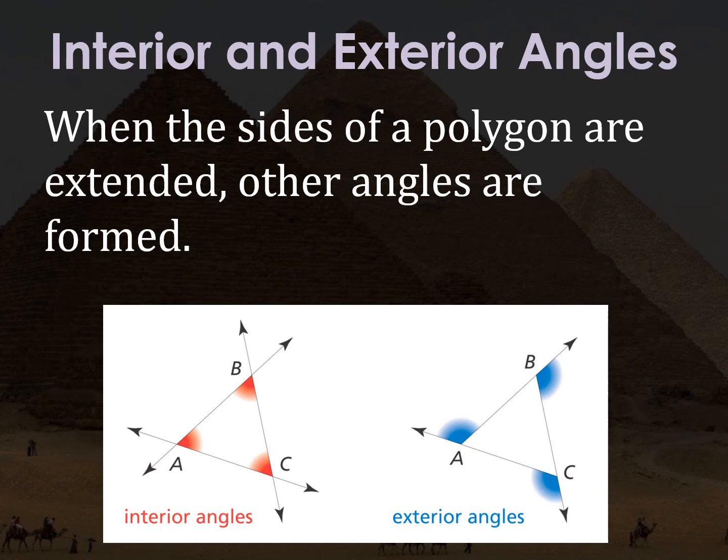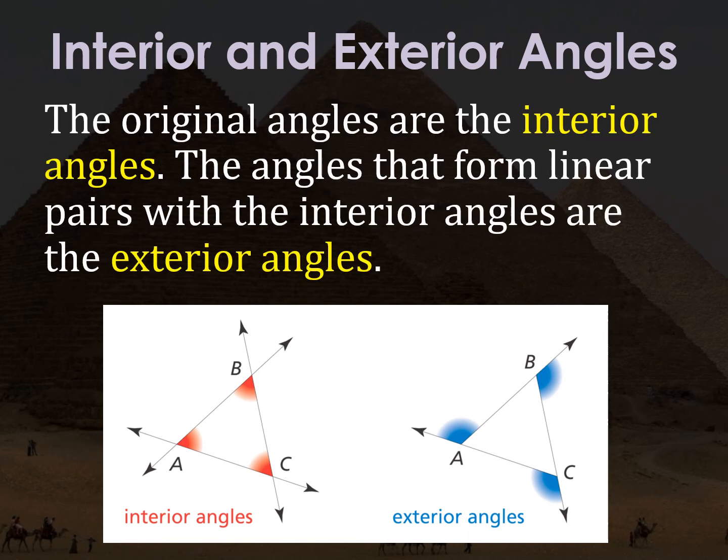Next, we're going to move on to interior and exterior angles. Interior means inside, exteriors are outside. So when sides of the polygon are extended, other angles are formed. So notice it's a triangle, and basically they extend the sides such that each side ends up being a line. So the original angles, the ones in red, are the interior angles. They are inside the triangle. So the triangle has 3 interior angles.